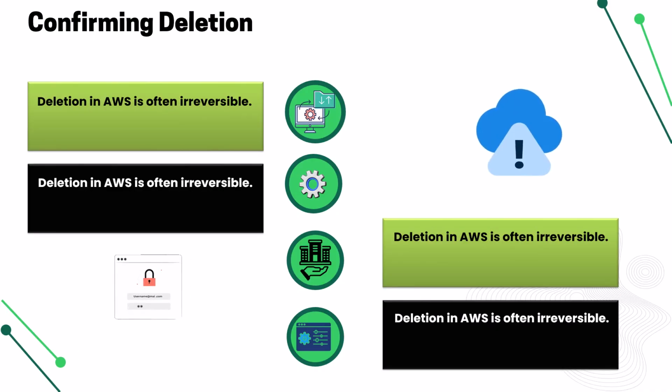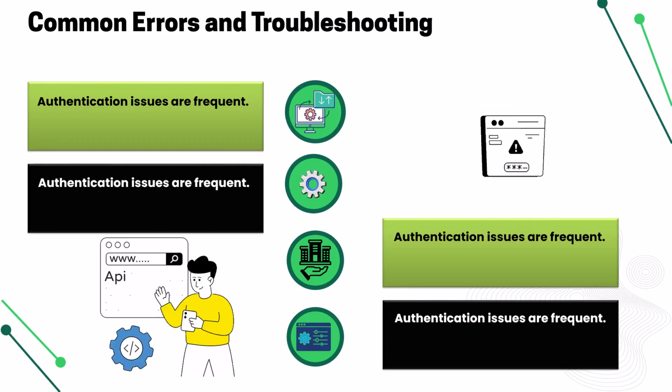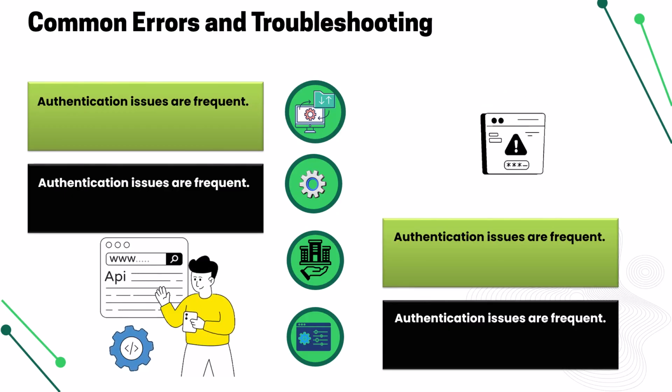Deleting things in AWS is like saying goodbye to your favorite childhood toy. You might not get it back. Always double-check, enable MFA for an extra layer of security, and if possible, set up recovery options. No one wants a heartbreaking accidental deletion. Errors happen to the best of us. IAM permission issues, throttling limits, and authentication troubles are common. Keep an eye on the logs. Think of them as AWS whispering clues to you about what went wrong.